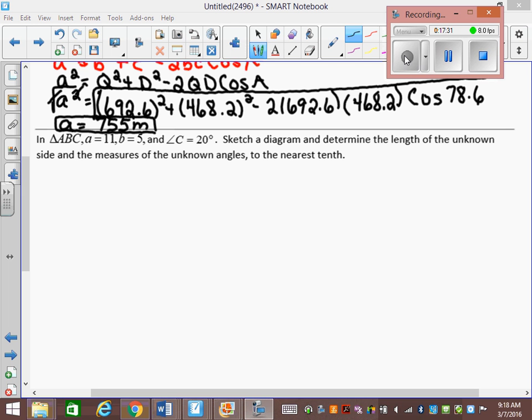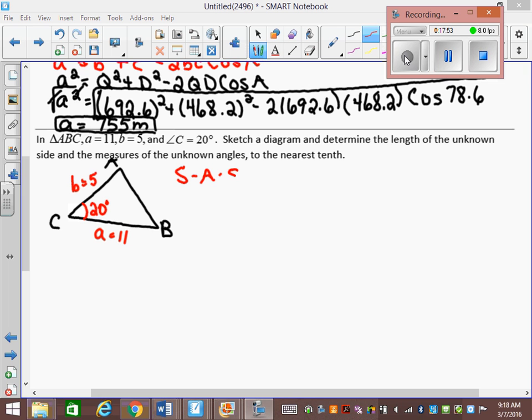Okay, we're going to go through this one. We have triangle ABC. So your triangle ABC, we have to label what we know. So side A is 11. Side B is 5. Angle C is 20. I know I have SAS. The moment I have SAS, I have to use A squared equals B squared plus C squared minus 2BC cos A. But we change for what we know.